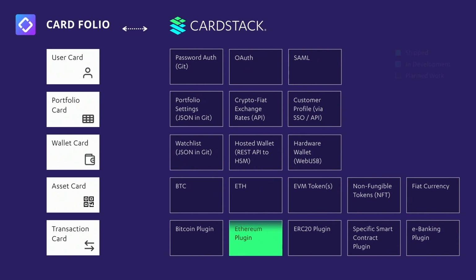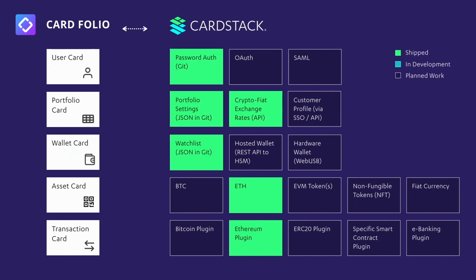And this green stuff, the Ethereum plugin reflecting your ETH access, having a watch list in Git, getting a portfolio that is mapped to exchange rates that allows you to log in to see the information, is what we ship, and that's what we're going to demo to you right now. So the demo UX contains the green stuff, and then we'll come back and talk a little bit about what's in development, what's planned work, and what is next, using this as a way to expand the scope of not just Folio as a product, but also Cardstack as a framework for building decentralized financial applications. So with that, I'm going to pass it to Hassan.